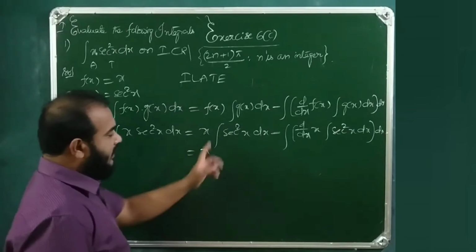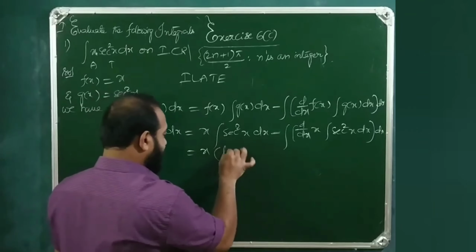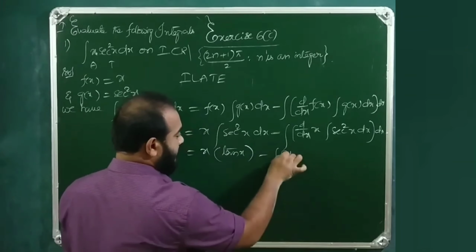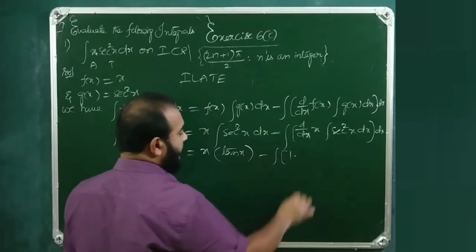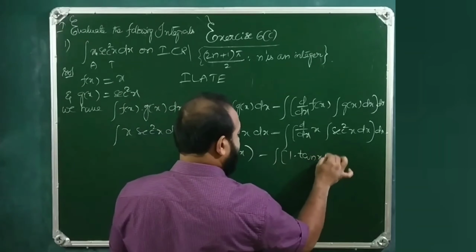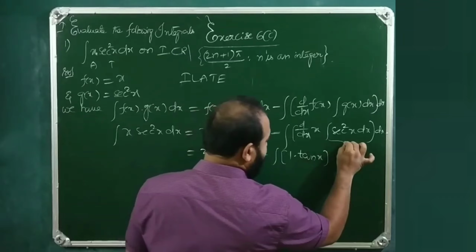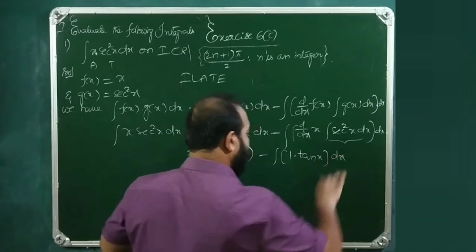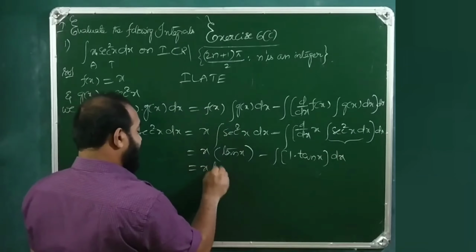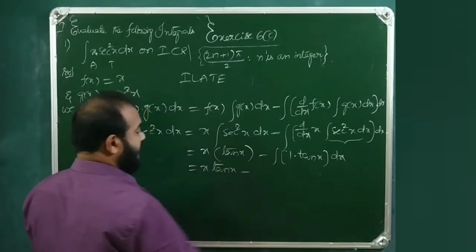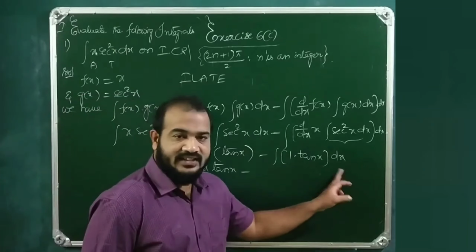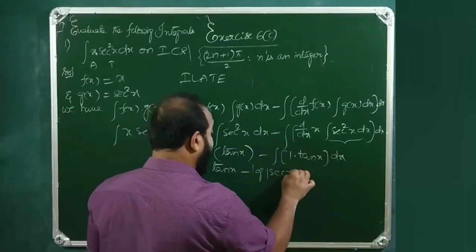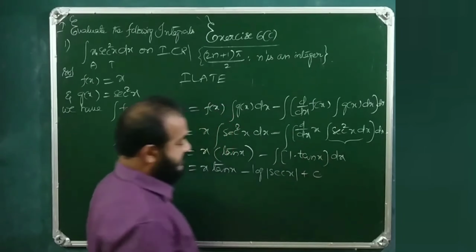x into integral secant square x dx is tan x, minus d by dx of x is 1 into integral secant square x dx is tan x. Integral secant square x dx is tan x. This dx is this. So this is x tan x minus 1 into tan x is tan x. Integral tan x dx is log modulus of secant x plus constant of integration c.